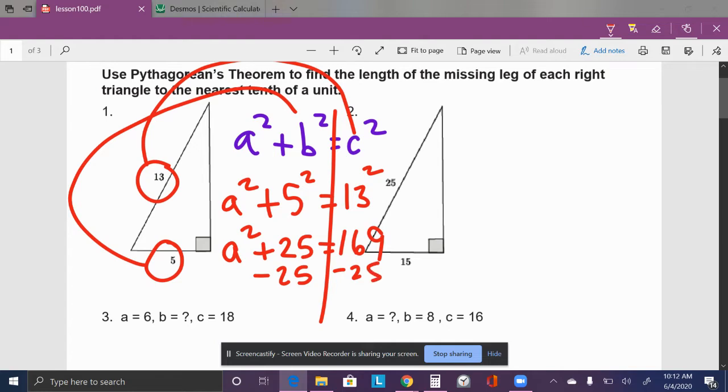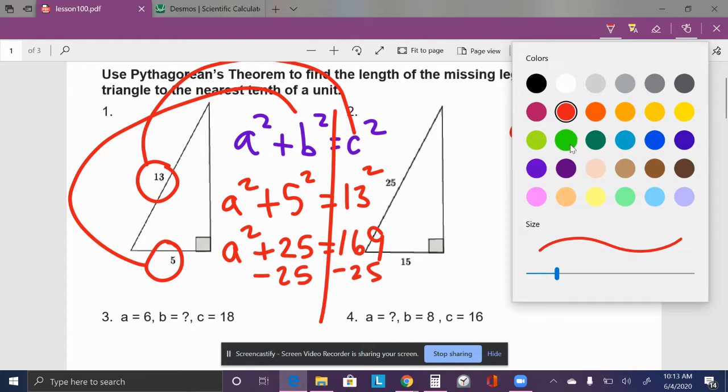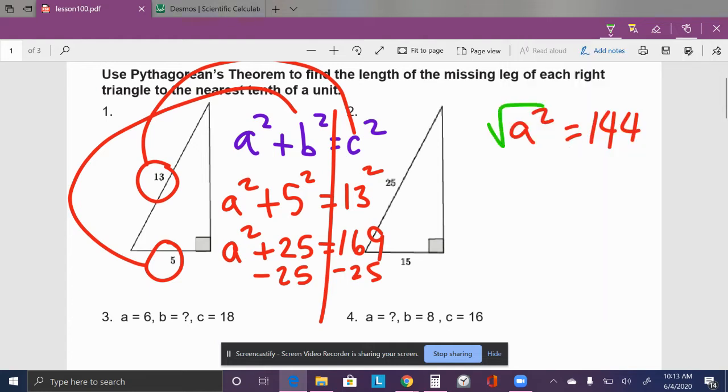And I'm going to continue my work over here. So I get a squared is 169 minus 25, which is 144. Not done yet. We got to get rid of this square. So what do I have to do to both sides? I have to square root both sides. And luckily, when I square root both sides, you get a nice integer answer. You get a is 12.